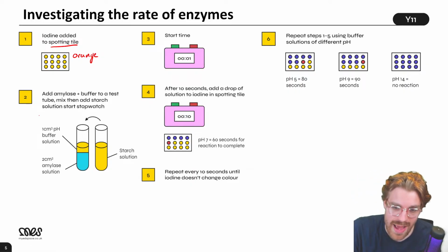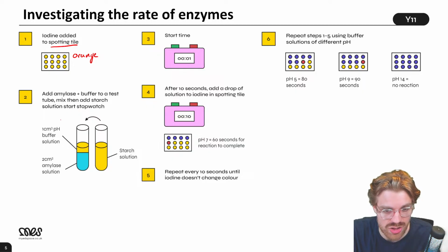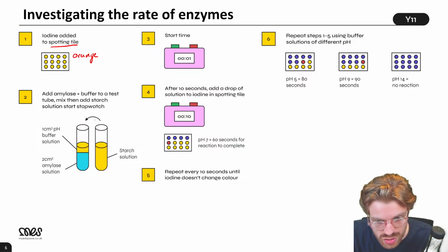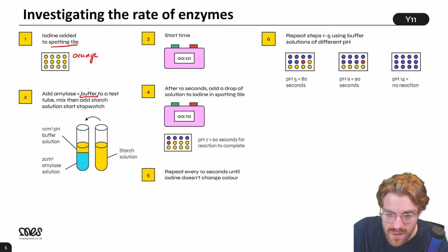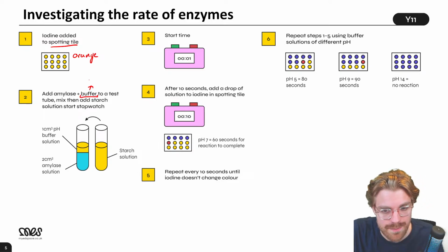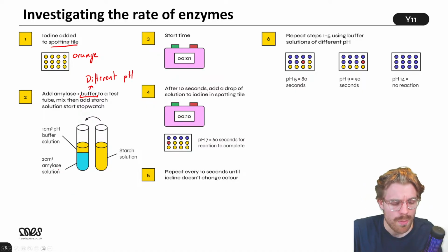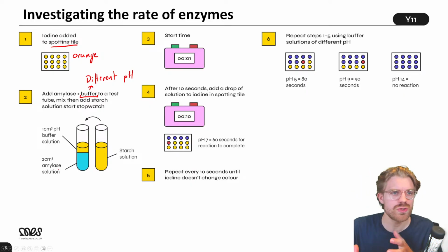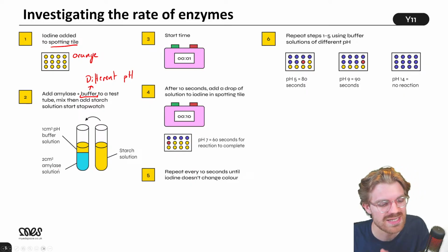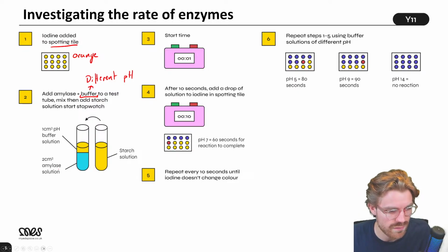We're going to then add the amylase and the buffer to a test tube, mix, then add the starch solution and start the stopwatch. Now the buffer solution here, remember that's going to be our different pHs. So we're going to have different buffer solutions at different pH values. Before I mix these, what should I do to make sure that they are the same temperature before I mix them?